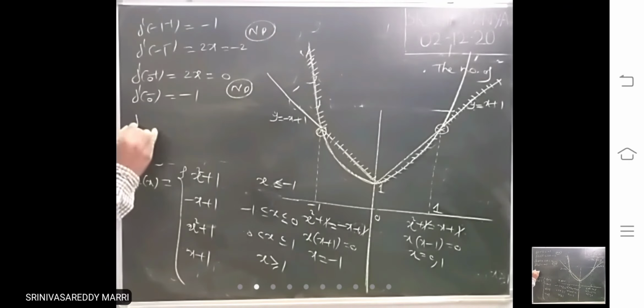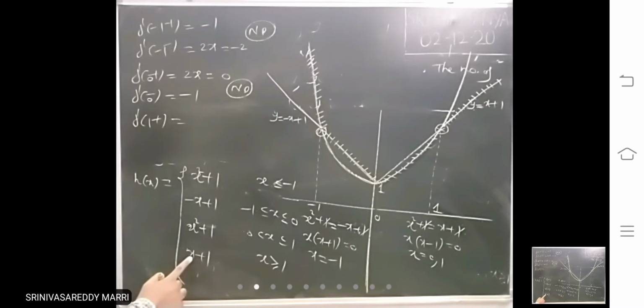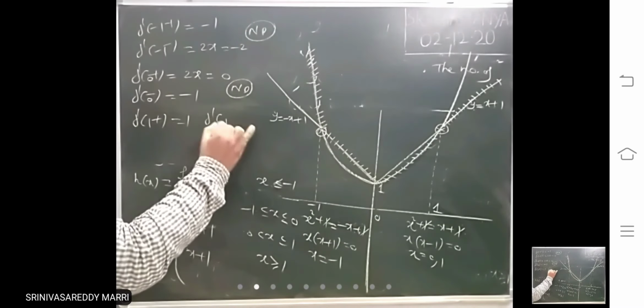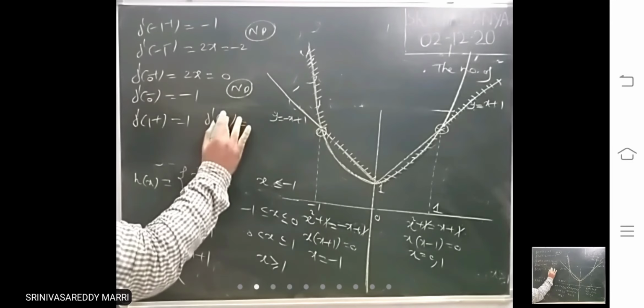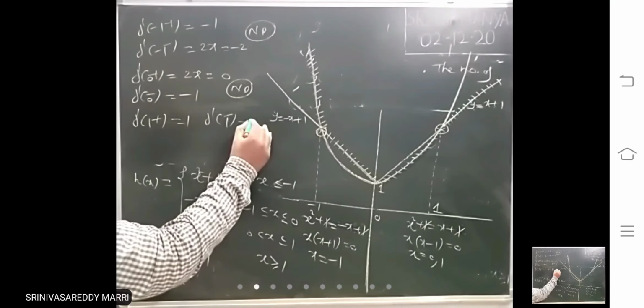So next at 1, rule changing point. 1 plus is what? Derivative. Here substitute 1. Derivative 1. f dash 1 minus. This is what? 2x.